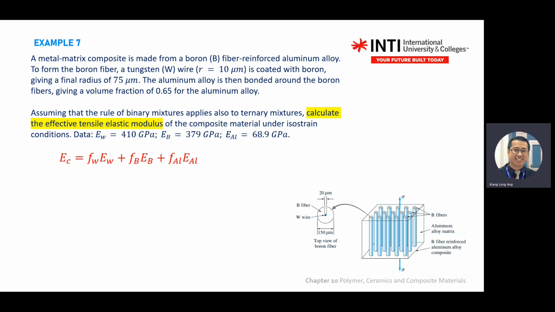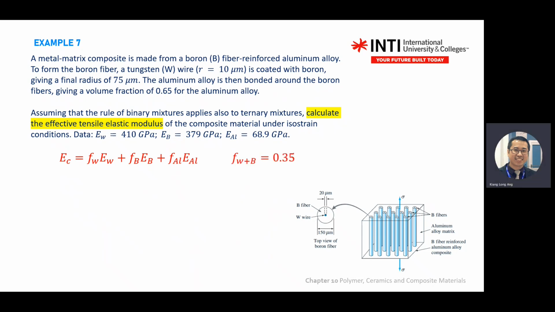Now you use the binary mixture rules, where on the left hand side is always the complete elastic modulus of the composite. Then on the right hand side is the fraction of what you have. So in this case, you have tungsten or W, you have boron, you have aluminum. You do the same calculation like you learned previously. Now you just add one more component, because you have three elements.